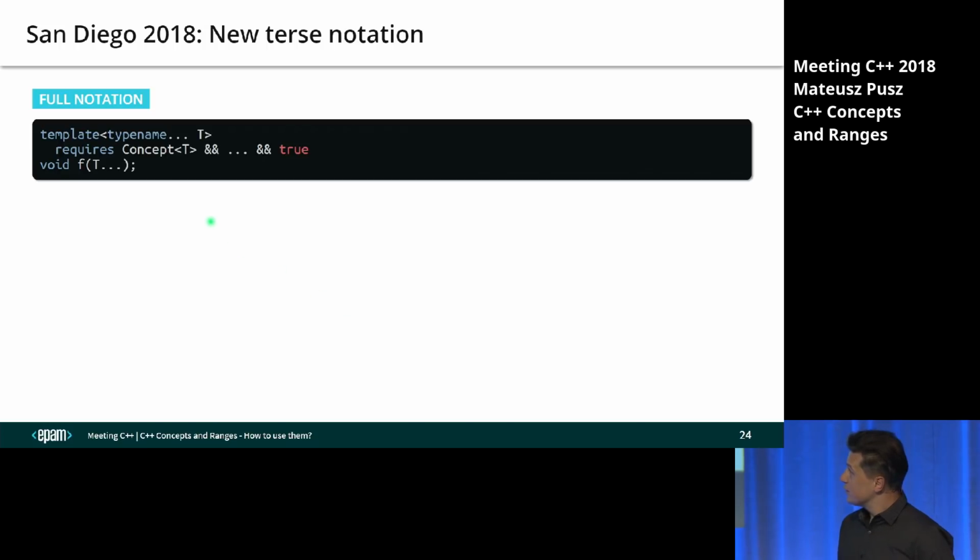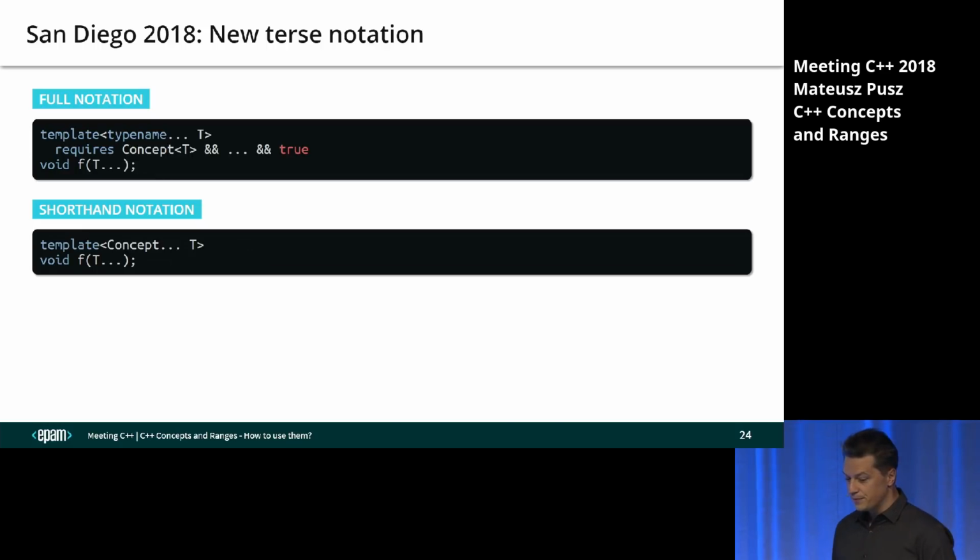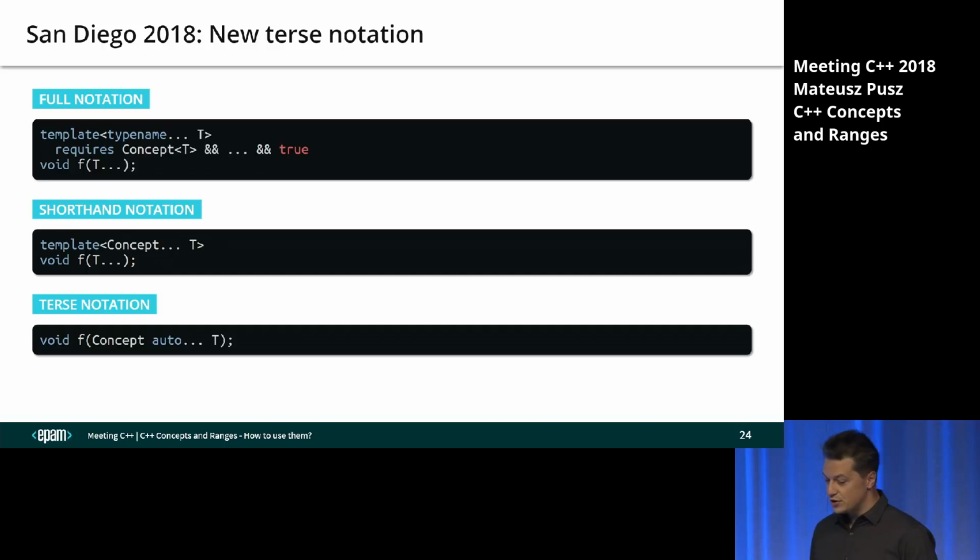Full notation for a concept that has a variadic list of parameters may look like this one, where we have a list of T's, and we require that each T is meeting a concept. Shortcut notation can look like this one for this case, and the terse notation that was introduced in San Diego looks like this one. We have basically variadic auto of T's, and we constrain that auto with the concept.